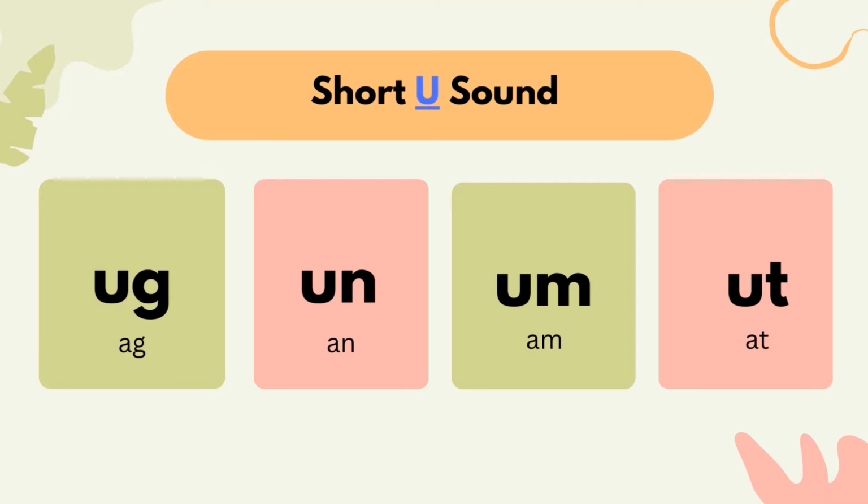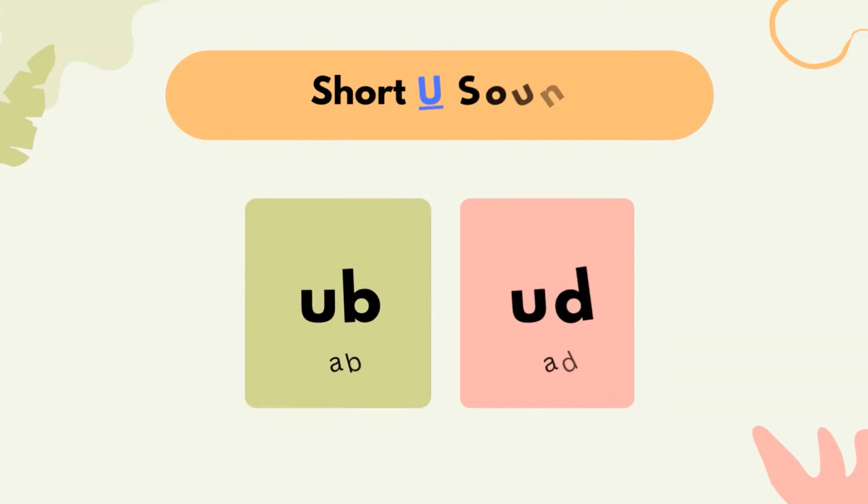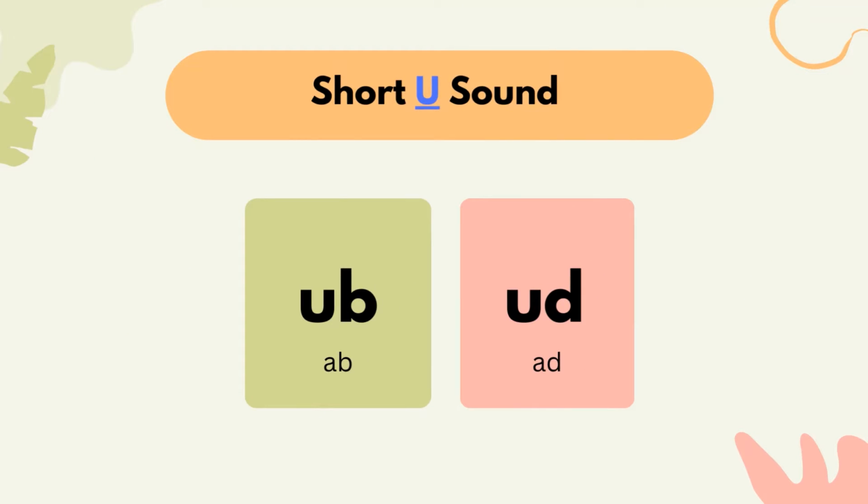For UG, the sound is ug, ug. For UN, it's un. For UM, it's um. For UT, it's ut. Aside from those, we also have the UB or ub, and UD or ud. So are you ready to learn how to read words with short U sounds?